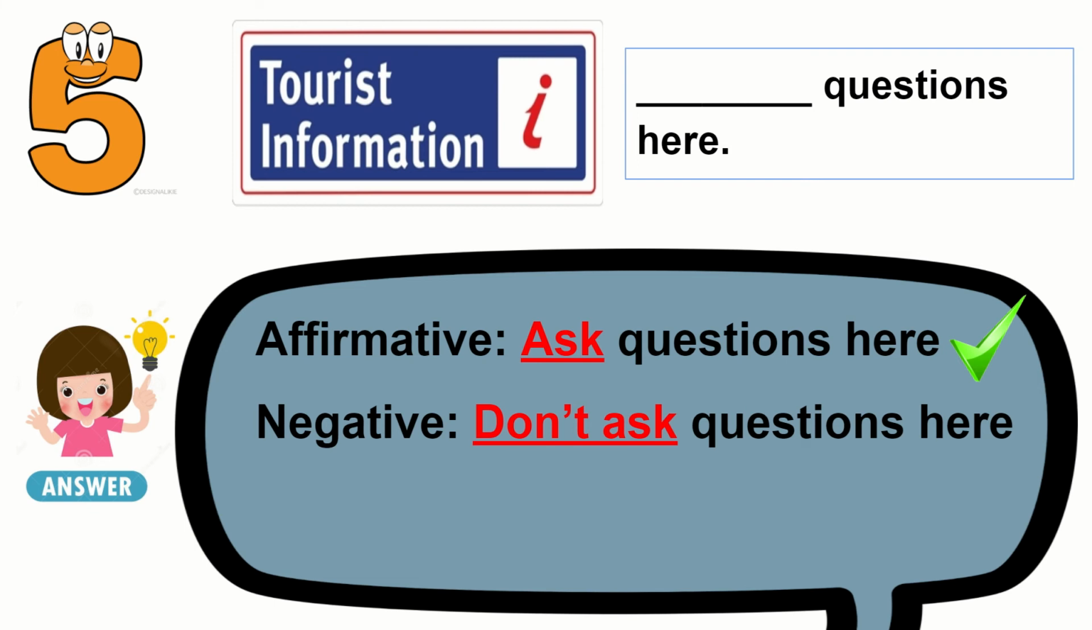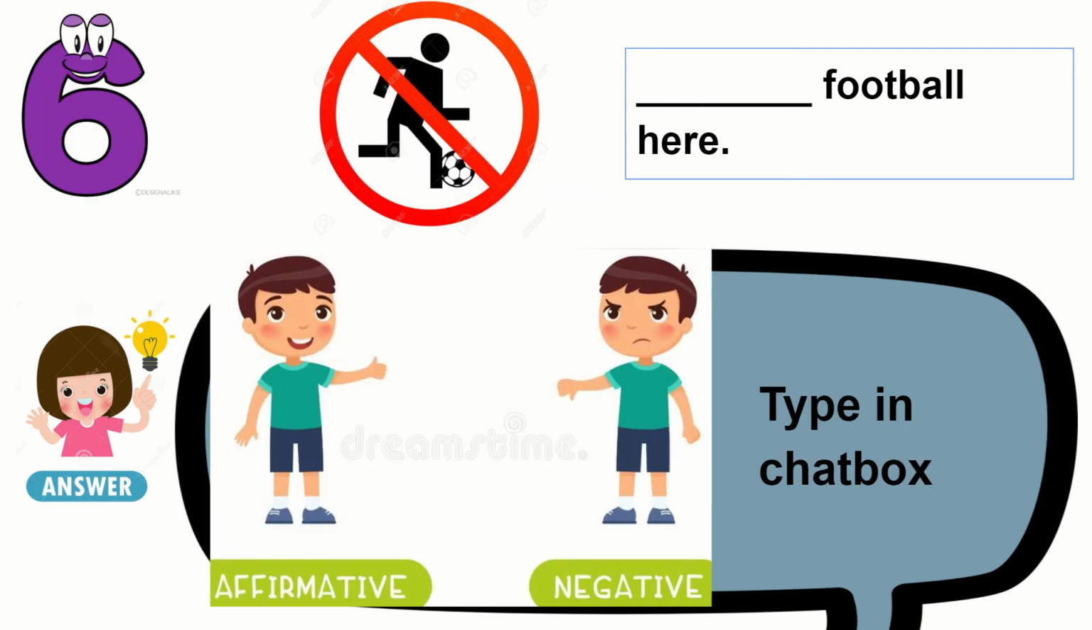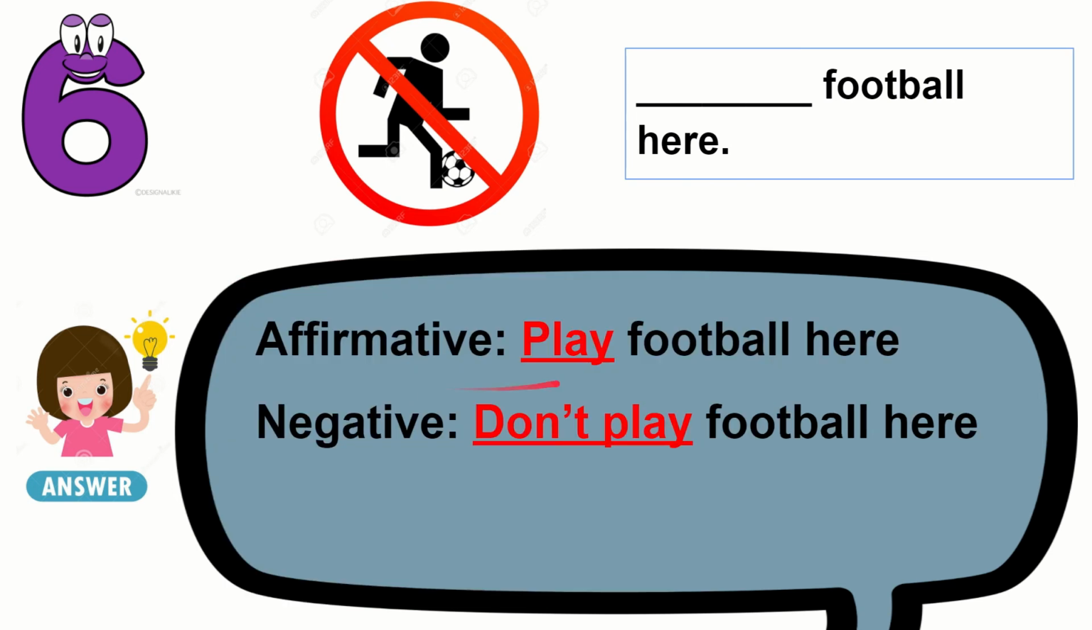Ask questions here. The last one, we have a boy playing football sign and the red cross over here. So is it play football here or don't play football here? Is it affirmative or negative? Affirmative, play football here. Negative, imperative, don't play football here. Which one is the correct one? Is it affirmative or negative? It is negative, don't play football here.